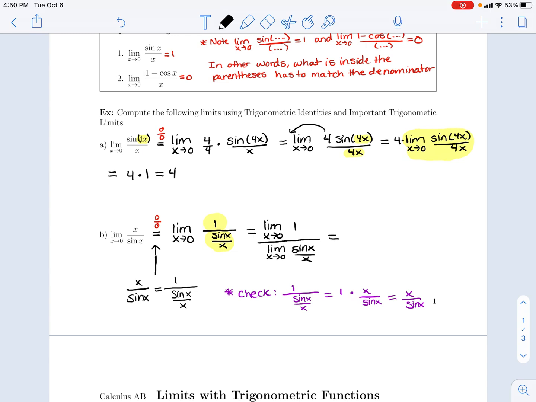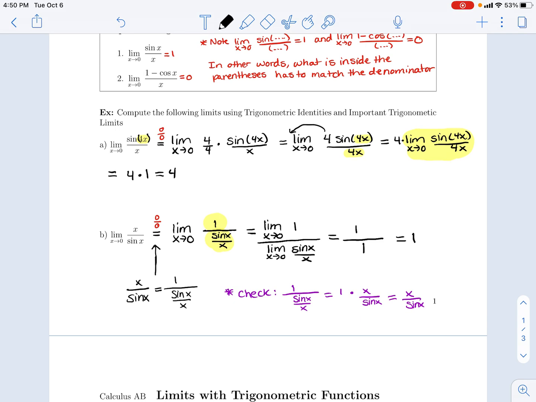And so I know by, again, properties of limits that the limit as x approaches 0 of 1 is just 1. So I have 1 divided by, and then the limit as x approaches 0 of sine of x over x is just 1. That's my properties of limits there. And so I made a big fraction, but 1 divided by 1, that's just 1.